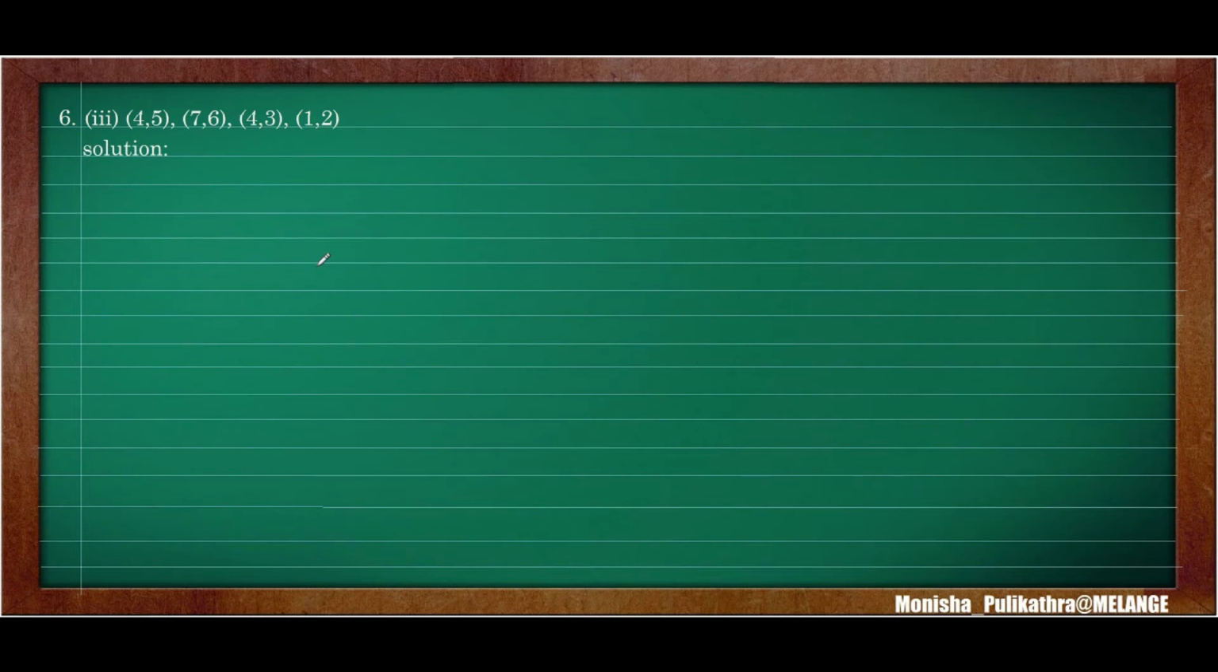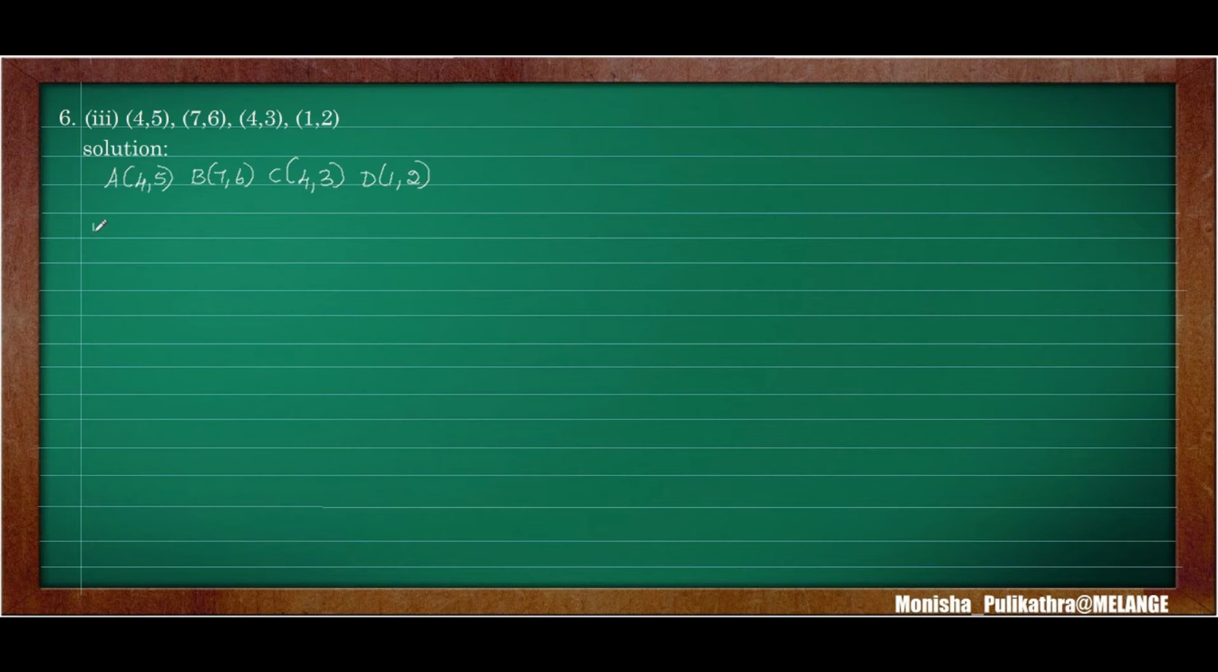Moving on to the third sub question of sixth problem. Here the 4 vertices are given. Let the first one be A, A is (4, 5), the second one be B (7, 6), the third is C (4, 3), and the fourth is D (1, 2).